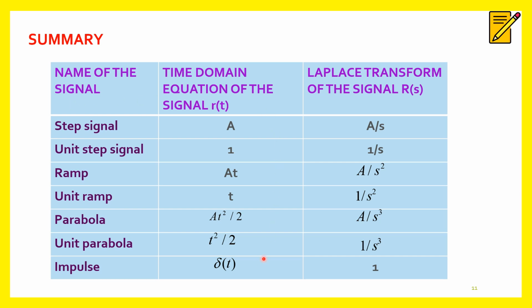So let us look at the formulas in the time domain and also in the Laplace domain. If it is a step signal, the equivalent Laplace transform is a by s. For the ramp signal a into t, it is a by s square in Laplace. For the parabolic signal a t square by 2, the Laplace formula is a by s cube. For the impulse signal delta of t, the equivalent value is 1. If it is a unit signal, a can be substituted with the value 1.